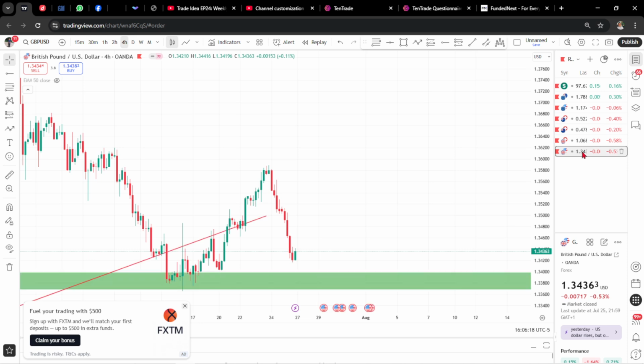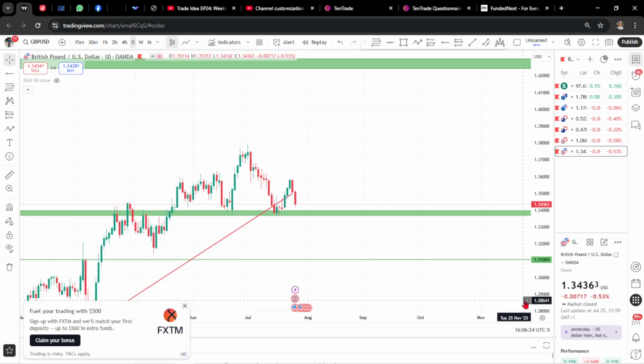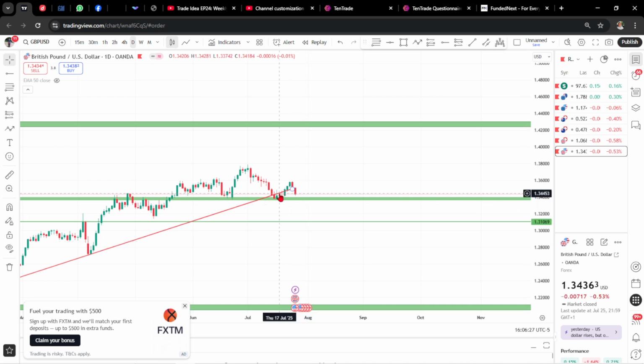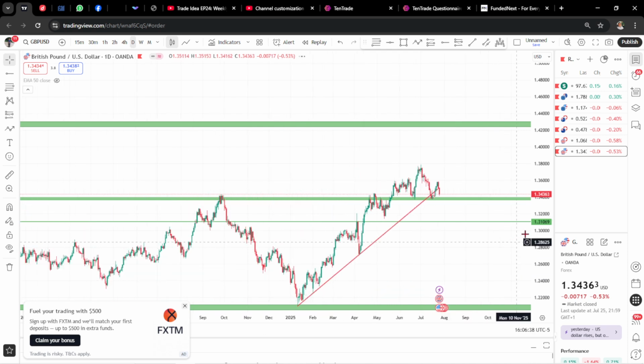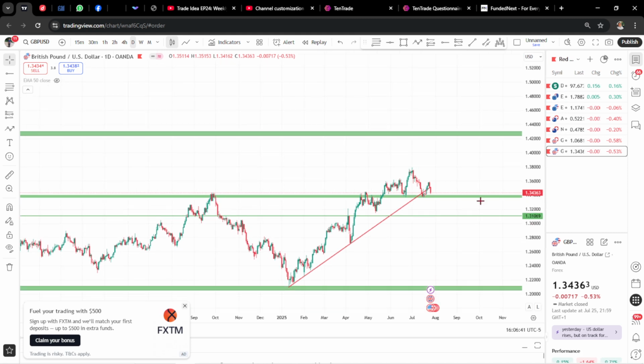Lastly is GBPUSD. I'm still watching it. I haven't seen any confirmation. As long as we remain at this upside, we are still bullish. But if GBPUSD breaks below it, that means we are bearish. So that is it for today's analysis. But the way I'm looking at it, maybe the market is forming something like a head and shoulders pattern. If it breaks this neckline and comes back here, I'll be looking for a sell.